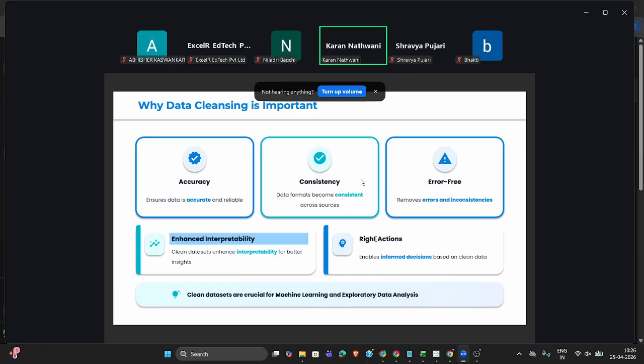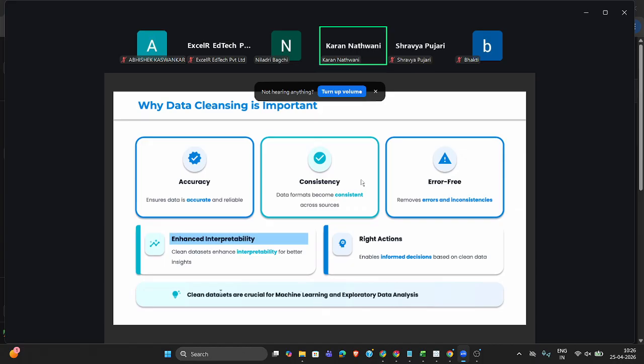Then right actions will also be done. Then you will be able to draw the right conclusion from the data. For example, if you have done some analysis, then it is acceptable when it leads to the right decisions, and right decisions depend upon clean data, not wrong data. So that's all related, as you look at it that way.